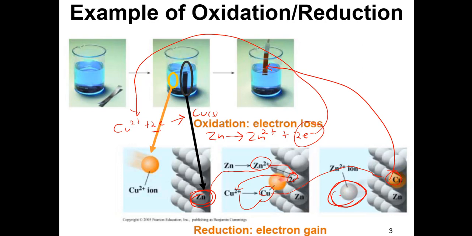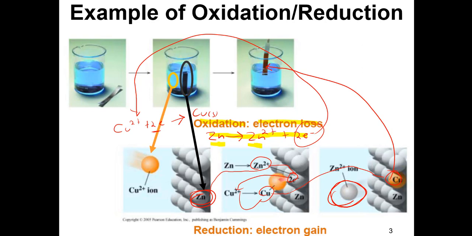Fancy terms now. Whenever we say that a substance loses electrons, and I'll use my highlighter, loses electrons, we say that it's an oxidation. So zinc underwent oxidation because it lost electrons. Before the reaction arrow, it's neutral. After the reaction arrow, it has a 2+ charge because it lost 2 electrons.